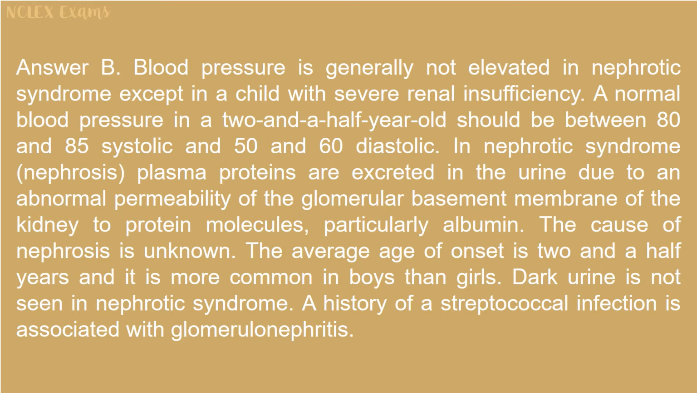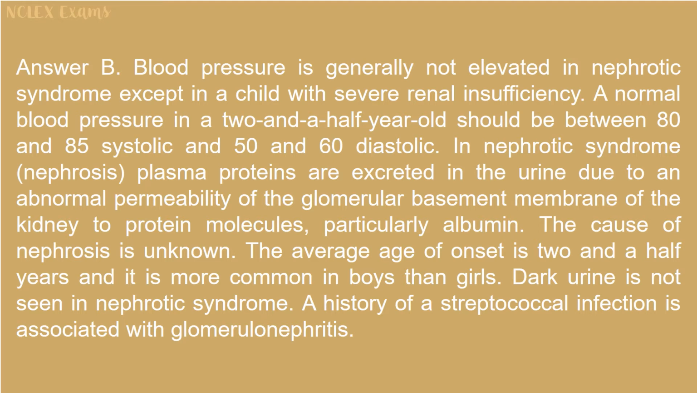Answer B. Blood pressure is generally not elevated in nephrotic syndrome except in a child with severe renal insufficiency. A normal blood pressure in a 2.5-year-old should be between 80 and 85 systolic and 50 and 60 diastolic.